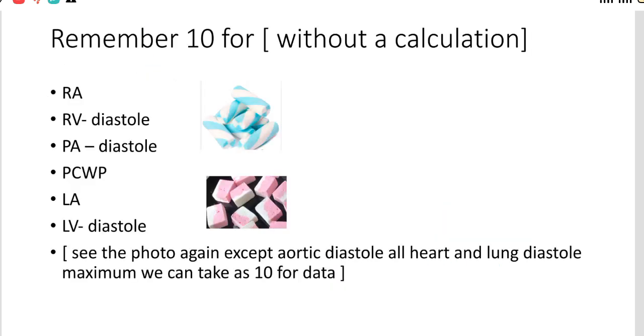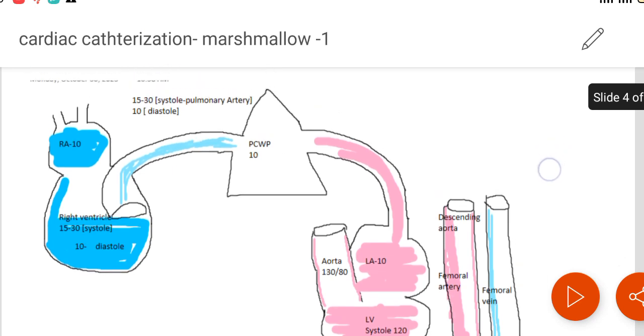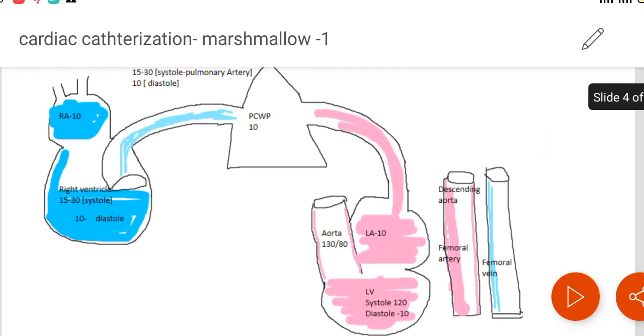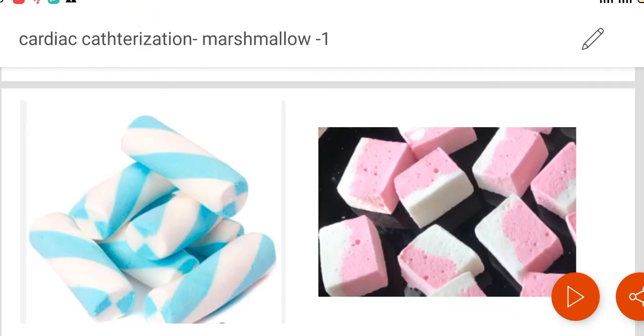So there are no calculations in the first steps. Just remember the number 10 for the right atrium, right ventricular diastole, pulmonary artery diastole, pulmonary capillary wedge pressure, left atrium, and left ventricular diastole. Okay, now I think all of you remember this, right? So before going into the discussion about the marshmallows, now you remember the number 10. Then the next step also, I told the number 10.